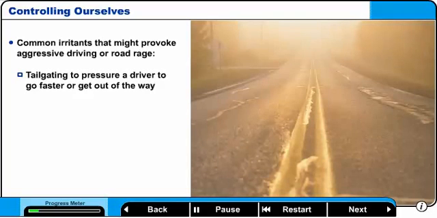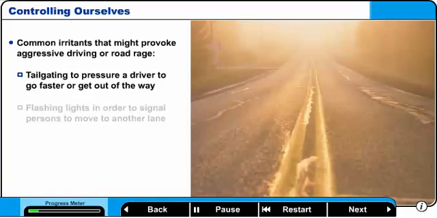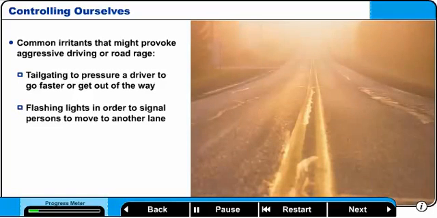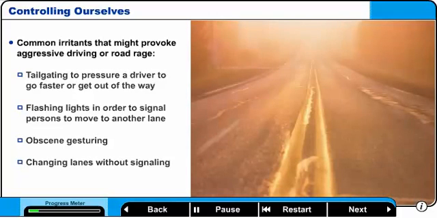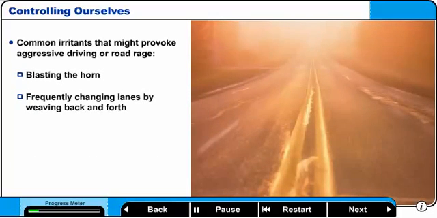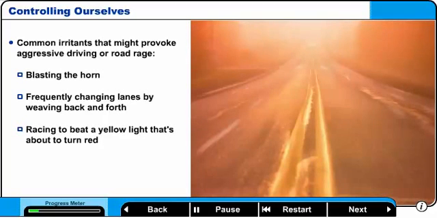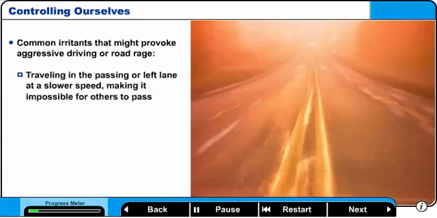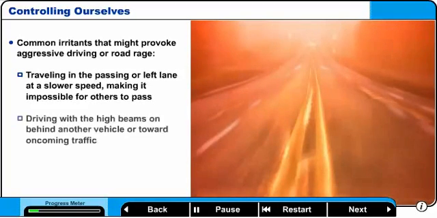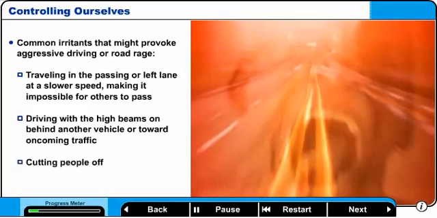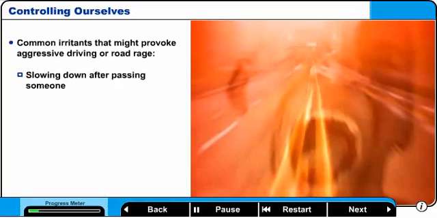Tailgating to pressure a driver to go faster or get out of the way. Flashing lights in order to signal persons to move to another lane. Obscene gesturing. Changing lanes without signaling. Blasting the horn. Frequently changing lanes by weaving back and forth. Racing to beat a yellow light that's about to turn red. Traveling in the passing or left lane at a slower speed, making it impossible for others to pass. Driving with the high beams on behind another vehicle or toward oncoming traffic. Cutting people off, slowing down after passing someone, and talking on the mobile phone.